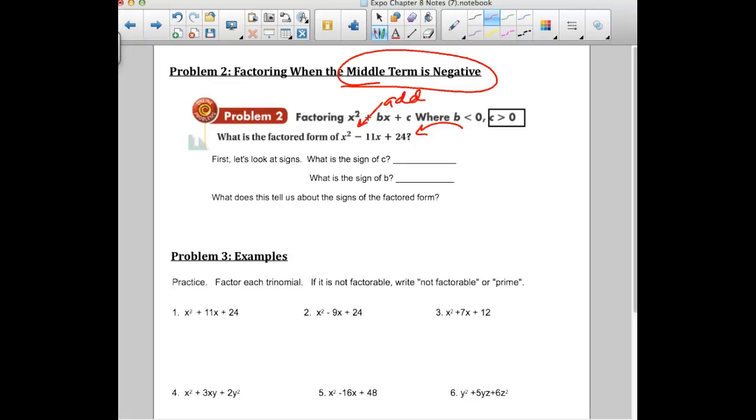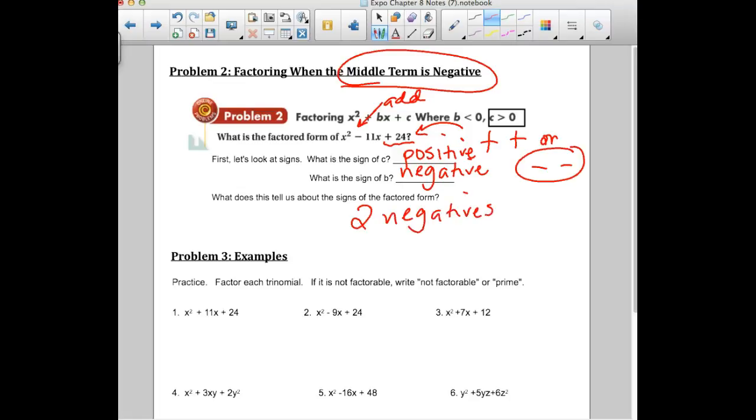So if you think about how you multiply to get a positive number, like this positive 24, you could either have two positives or you could have two negatives. And for us to get a negative in the middle when we add, we are going to need the two negative version. So when we list our factors of 24, since our C term there is positive and our B term is negative, our middle term, we need to have two negatives.